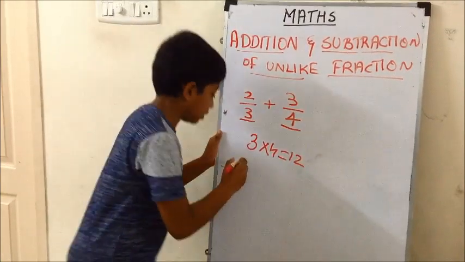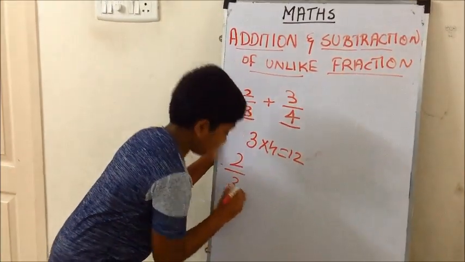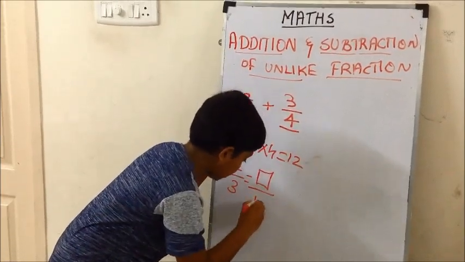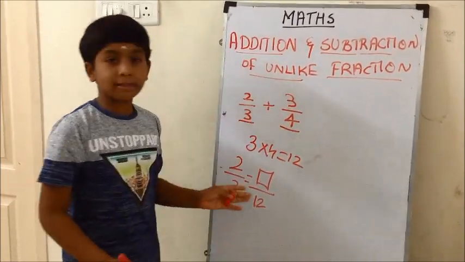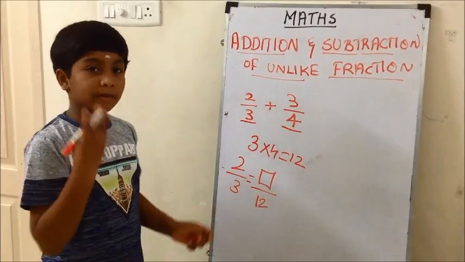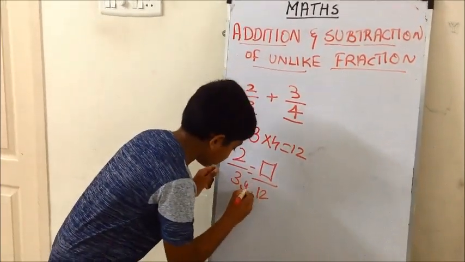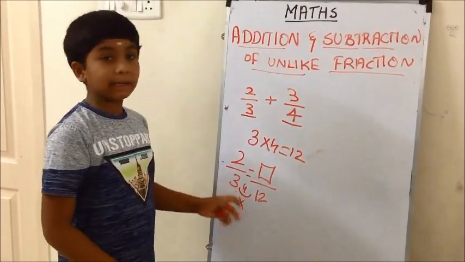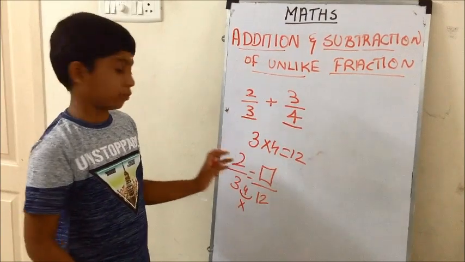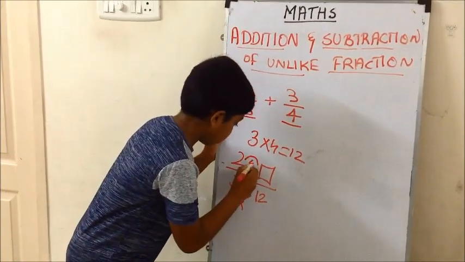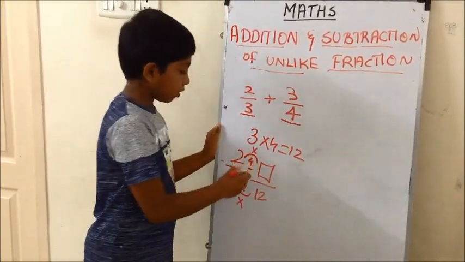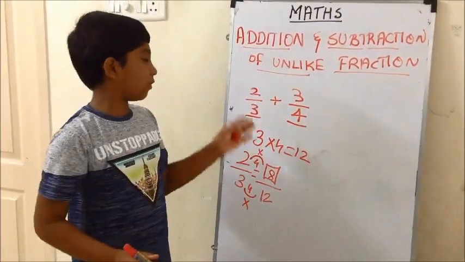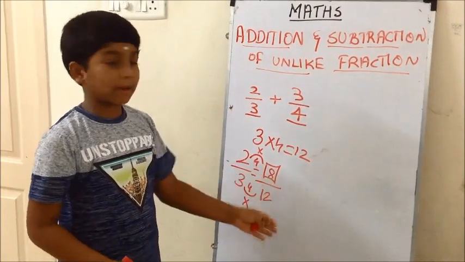Next we need to put 2 by 3 is equal to box by 12. In 3 tables, in which time 12 will come? It will come in 4th time. So we need to multiply with 4. With 4 we need to multiply the denominators and the numerators also. 4 into 2 is 8. So 2 by 3 is equal to 8 by 12.